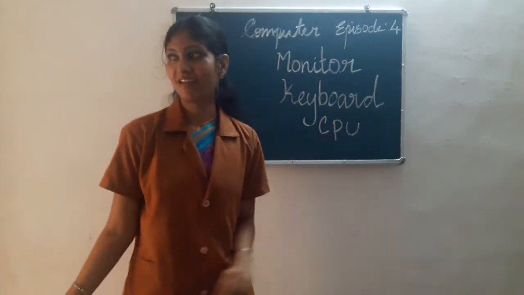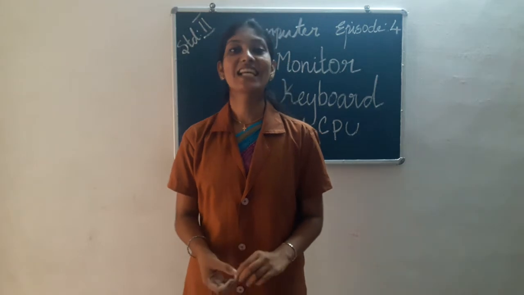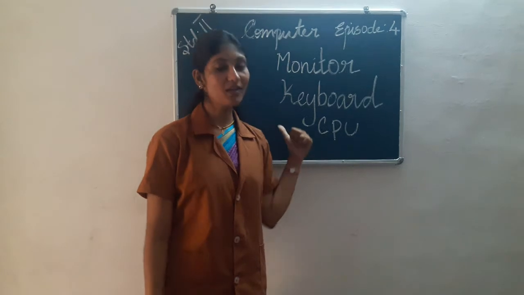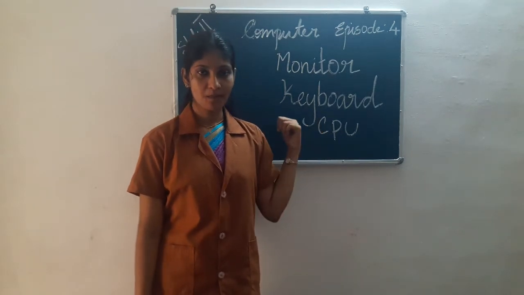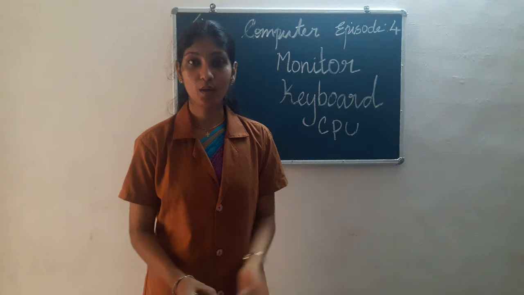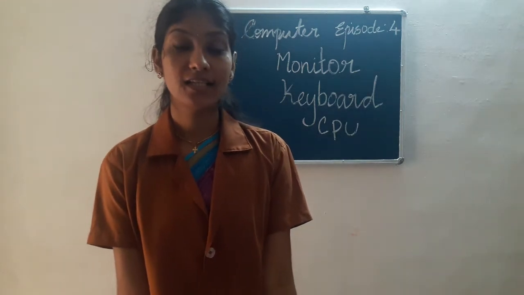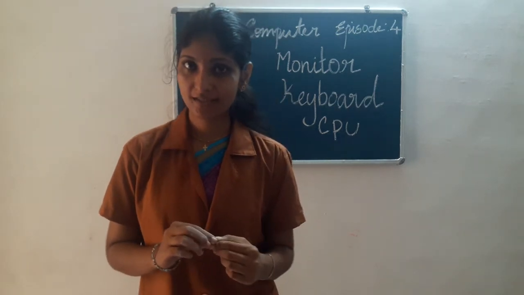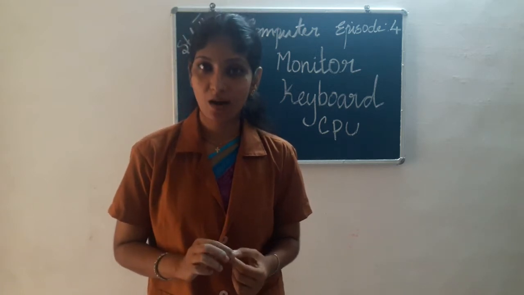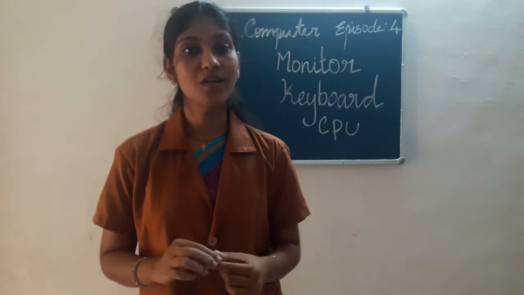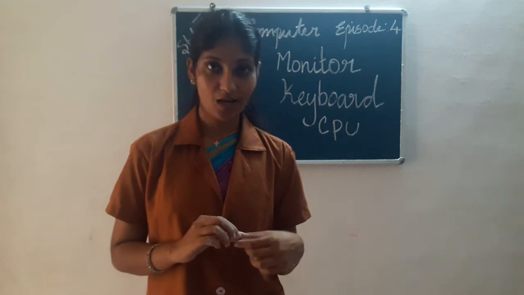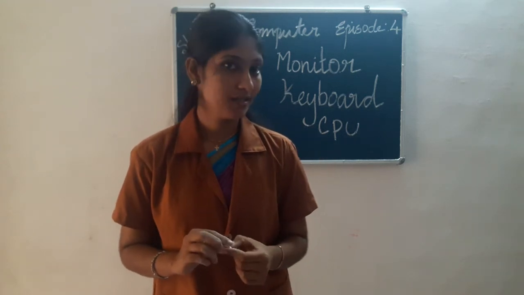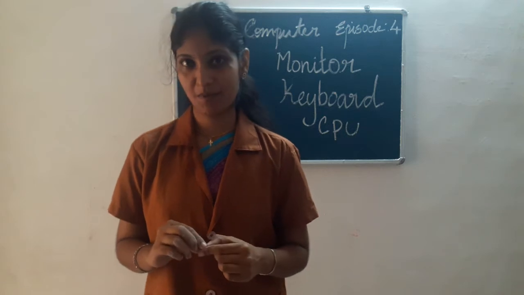So next part is CPU. CPU is known as Central Processing Unit. C for Central, P for Processing and U for Unit. And CPU is like the brain of the computer. Then why do we call CPU the brain of the computer? Because it solves all the problems given to the computer.